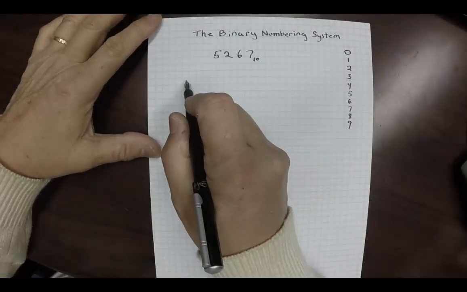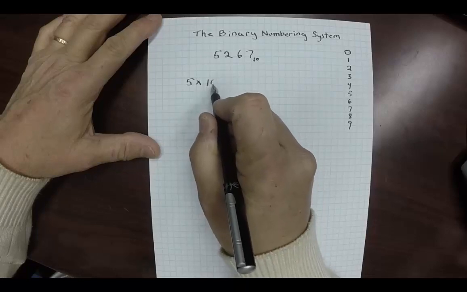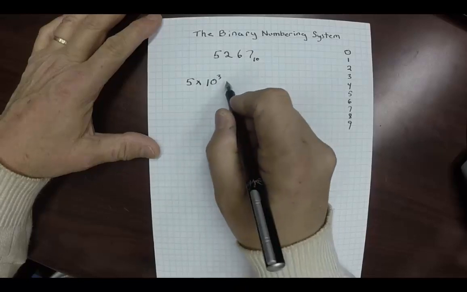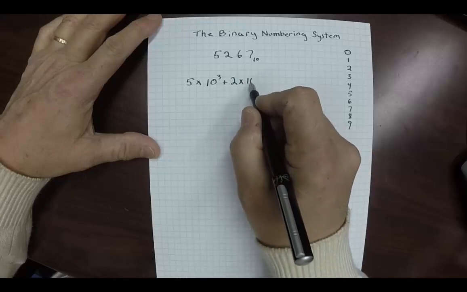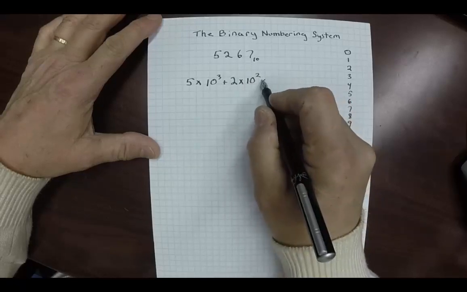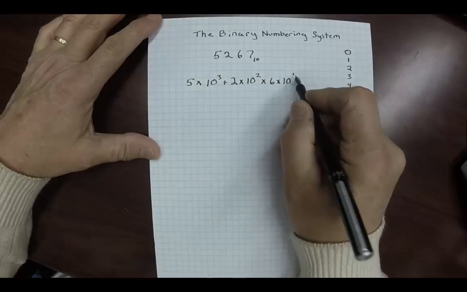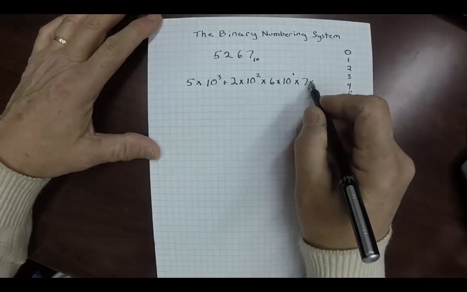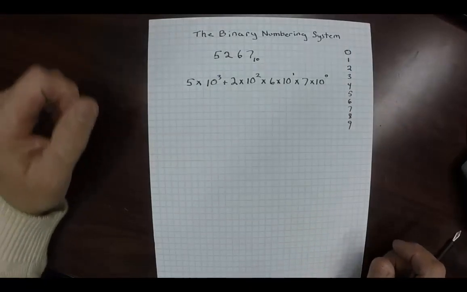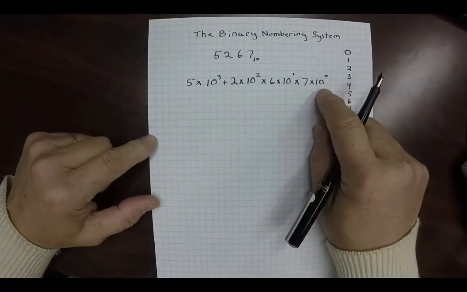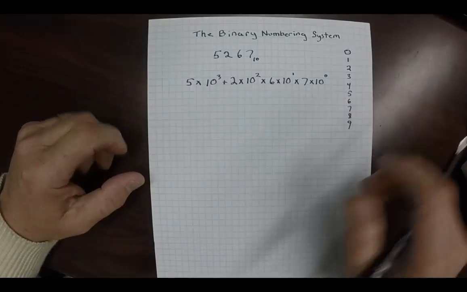It's really 5 times 10 to the third, plus 2 times 10 to the second, plus 6 times 10 to the 1, and then finally 7 times 10 to the 0. Now, those of you who remember your algebra, any 10 raised to the power of 0 is always worth 1. So in reality, what is that?